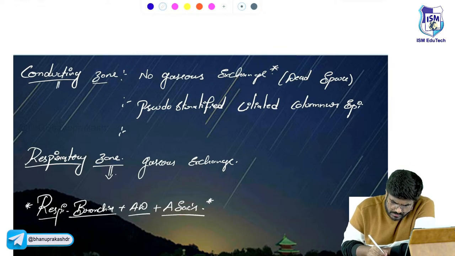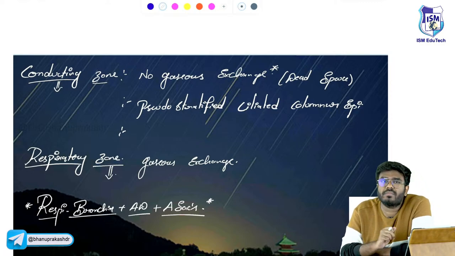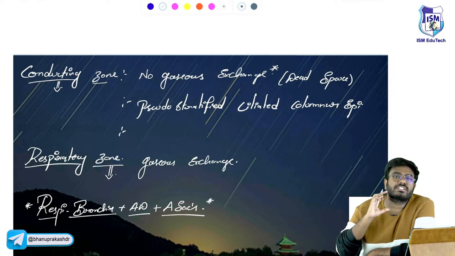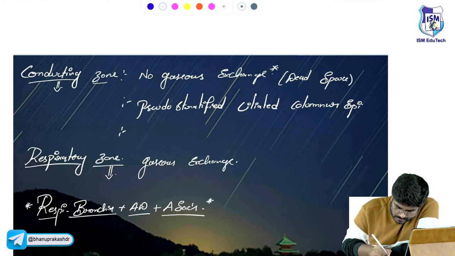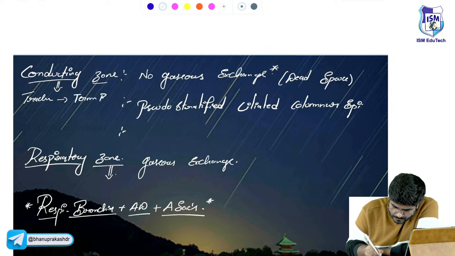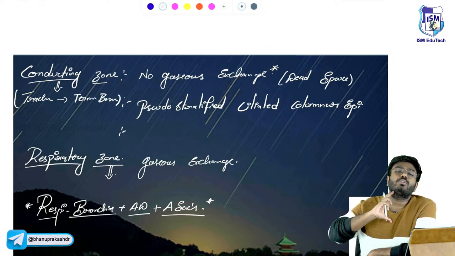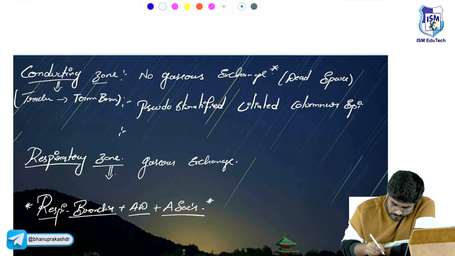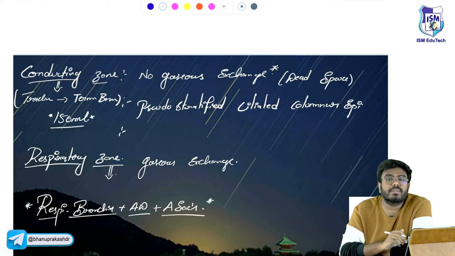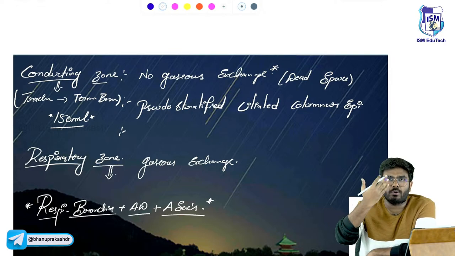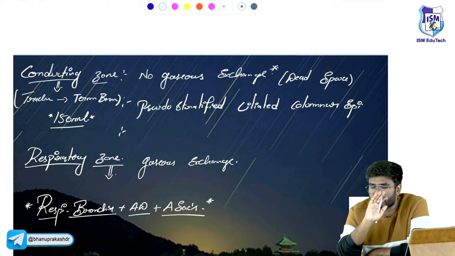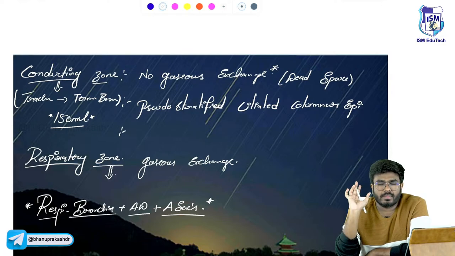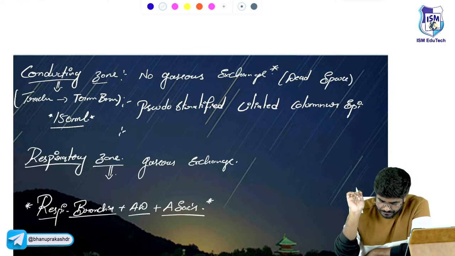The next important question which they will ask in your exam is, what is the volume of this conducting zone? Starting from the trachea to the terminal bronchioles, this first part is called the conducting zone. What is the volume of this conducting zone? It is 150 ml. So this 150 ml is your dead space, where there is no exchange of gases, simply the in and out. Gases will go through that area, but there is no exchange of gases.